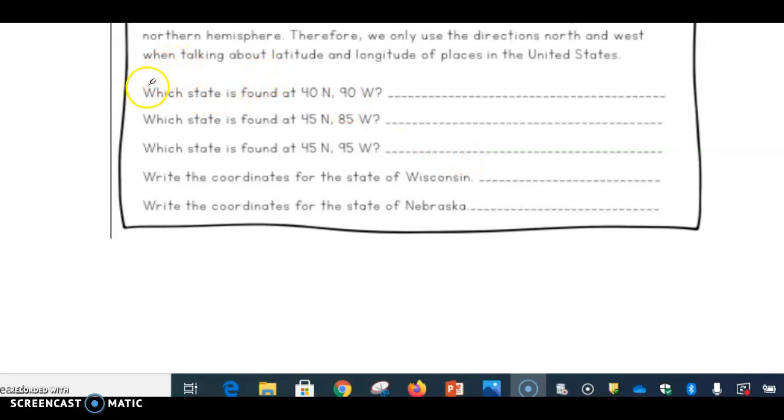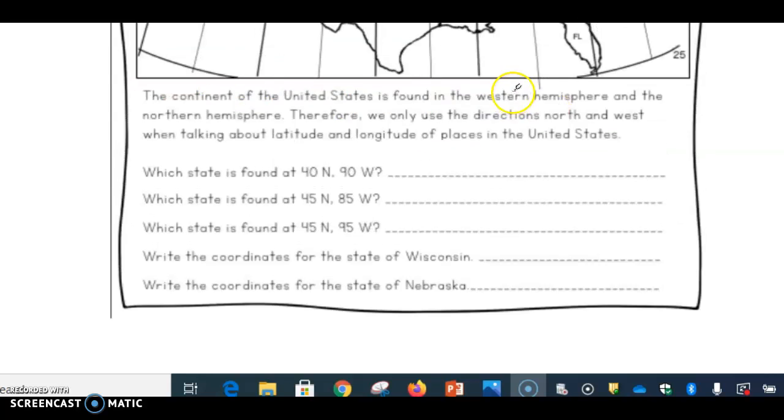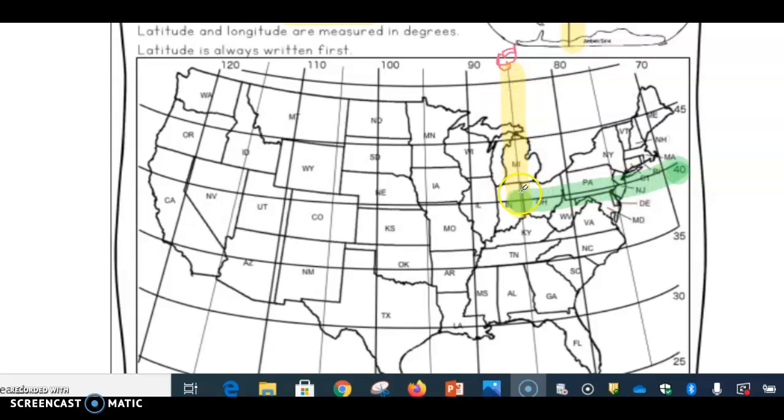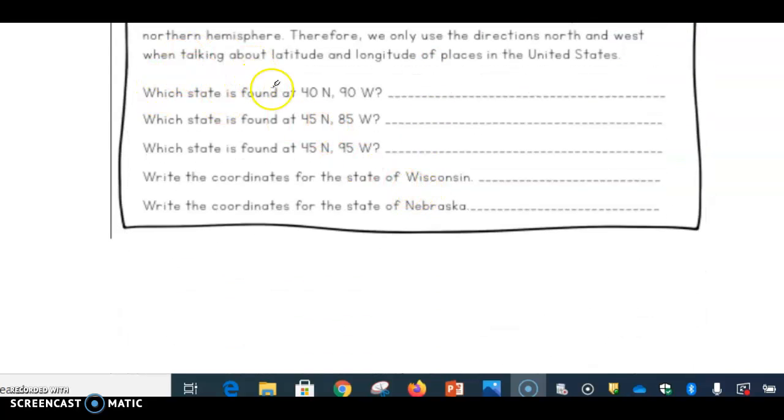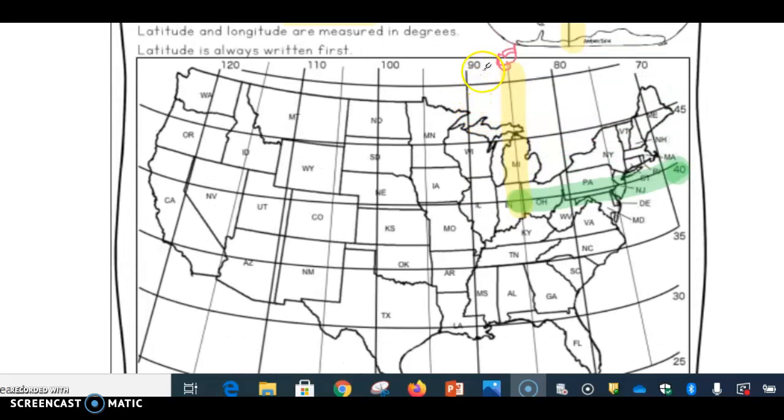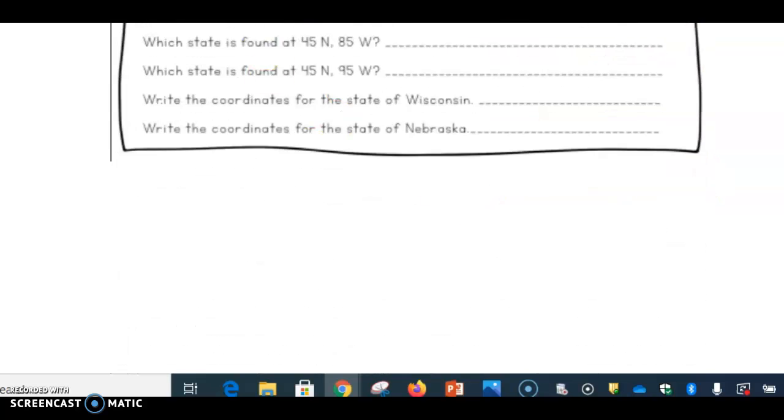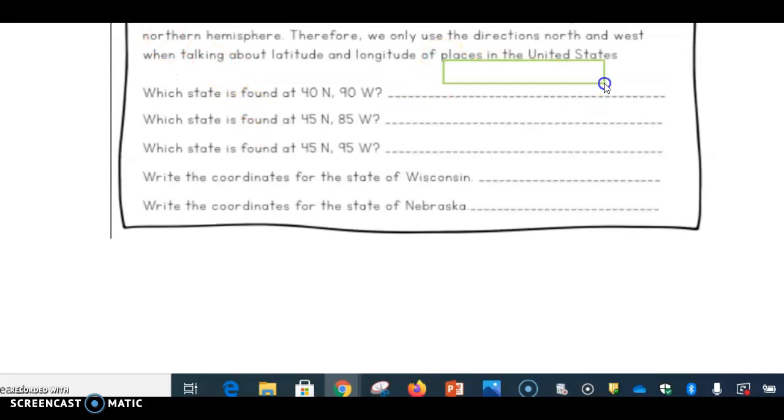Let's find the states that are found at these different degrees. Leave this line on here if you already have it. Which state is found at 40 degrees north and 90 degrees west? So first I have to find 90 degrees west and 40 degrees north. Which state is that? IL. That stands for Illinois. Type in Illinois.